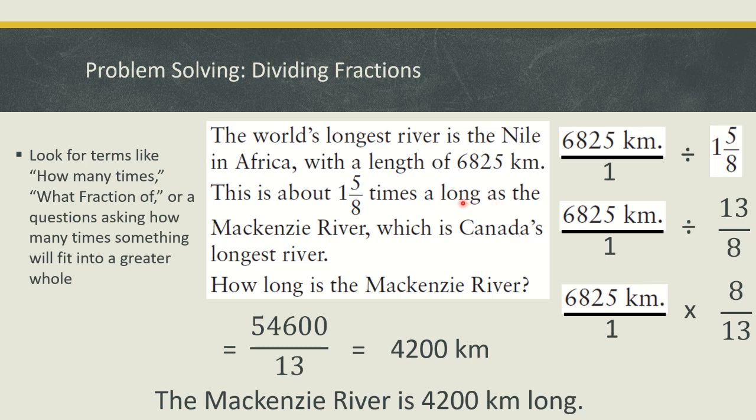That tells me division. So I'm going to take my length of the Nile, put that over 1 to make it a fraction. I'm going to divide that by 1 5/8. I'm then going to turn my 1 5/8 into an improper fraction. So 1 times 8 is 8, plus 5 is 13, so 13/8. I'm then going to keep, change, flip, and when I actually do my math on here, so 6,825 times 8 for 54,600, and 1 times 13 for 13, 54,600, 13 fits into that 4,200 times. So the Mackenzie River is 4,200 kilometers long.